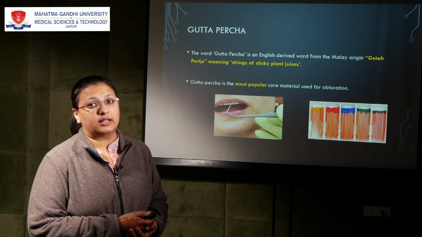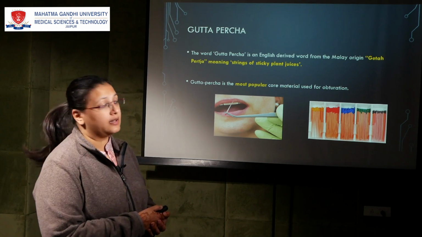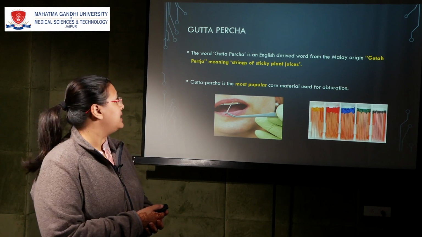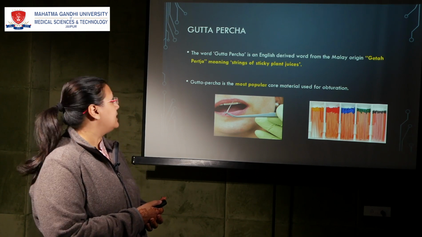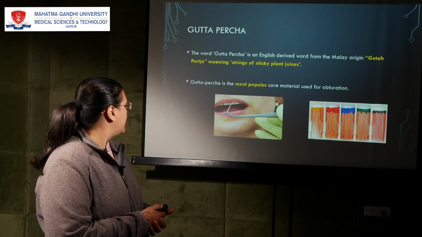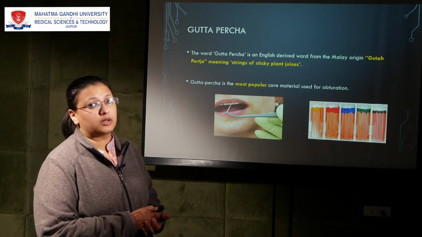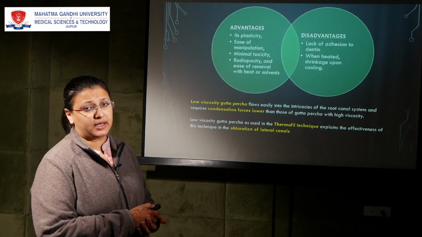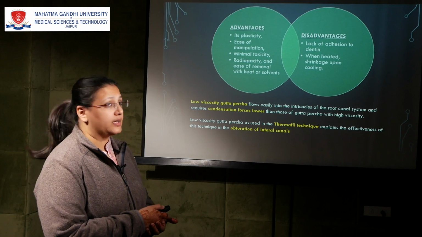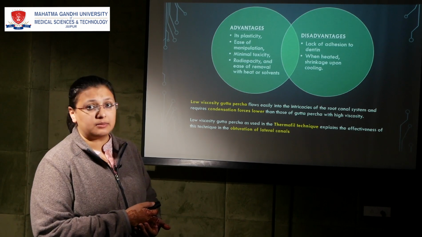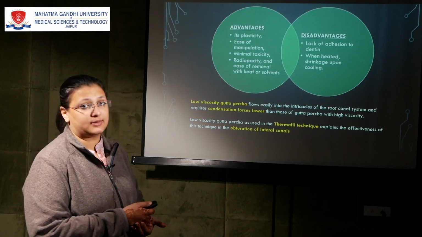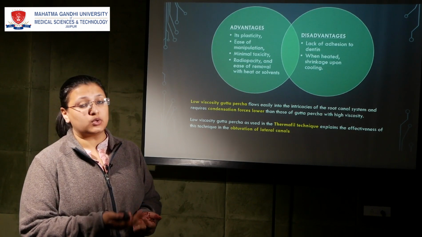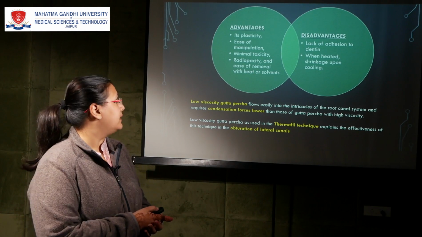Then came use of guttapercha. Guttapercha is basically derived from an English word that comes from a Malay origin, guttaperca, that means strings of sticky plant tissue. Guttapercha is the most popular core material that is used for obturation nowadays. The advantages are its plasticity, it is easy to manipulate, it has minimal toxicity and it is radio opaque. So, it can be easily seen on the radiograph and it is easy to remove by heat or solvent.